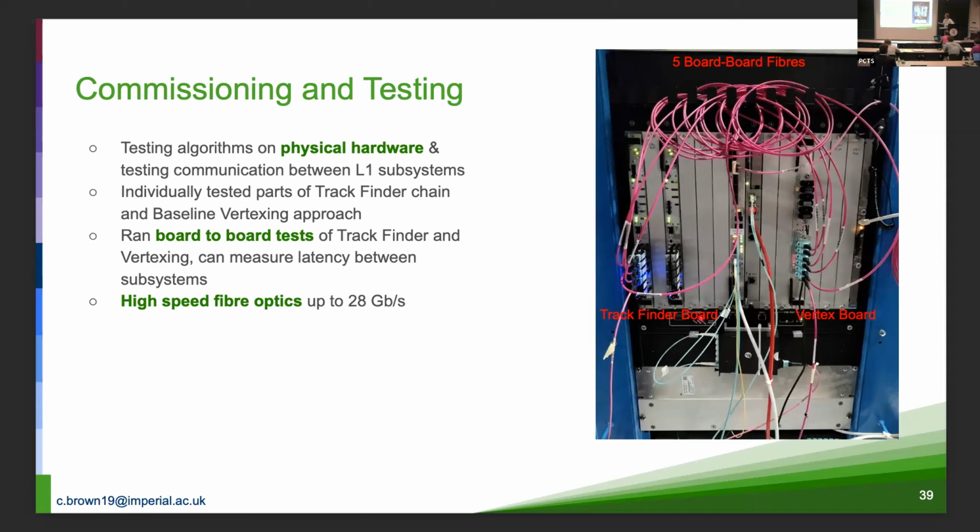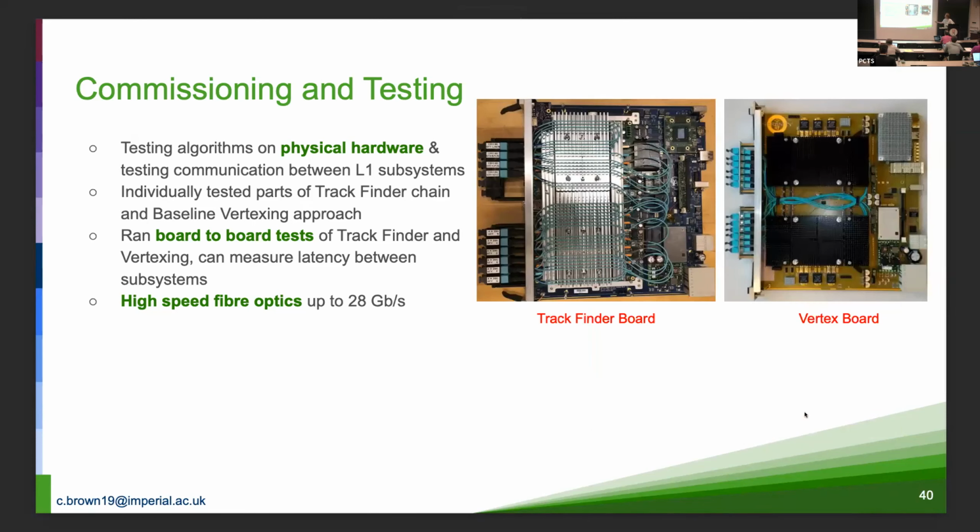So we've individually tested both the track finder and the baseline vertexing approach, and run board-to-board tests. This is the actual crate, which has this track finder board here and this vertex finding board here as well, all connected by high-speed fiber optics. We run these kinds of tests just to verify that our algorithms are doing what we expect them to do. And this shows you exactly what's actually in that crate.